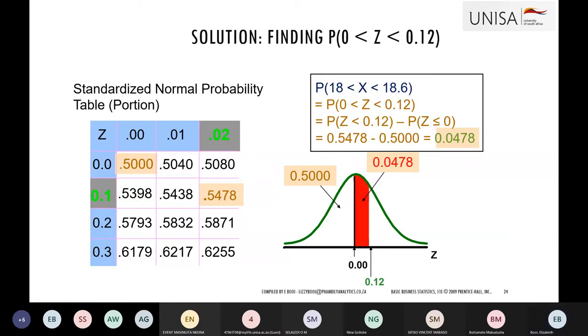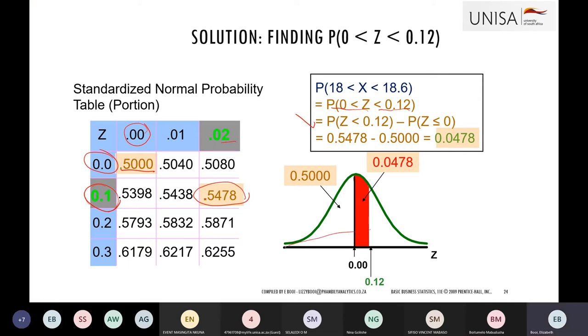I'm going to use this table. So we know that we calculated our Z value. We found that one side is 0.00 and the other side is 0.12. So this is the step: our Z of 0.12 minus our Z of 0.00. For 0.12, we find 0.1 and 2 at the end, and we know that that is 0.5478. We need to find 0.00, and 0 at the end, and that is 0.5000. So we subtract one from the other, and we find that the probability of between is 0.0478.